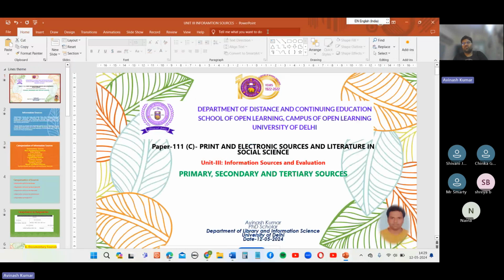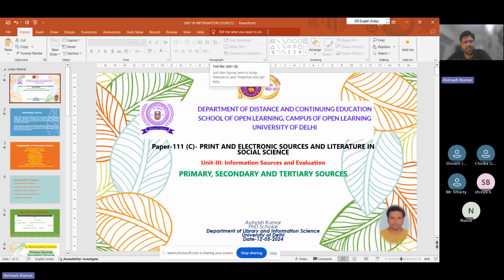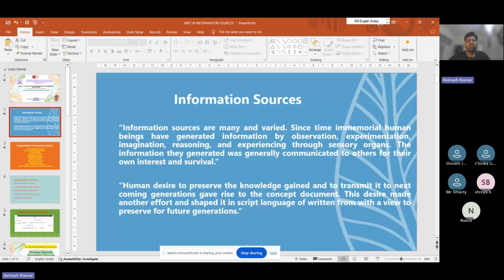As you know, my name is Avinash, and I am a PhD scholar in the Department of Library and Information Science. So first, what are information sources? We understand what information sources are. Information sources are many and varied.